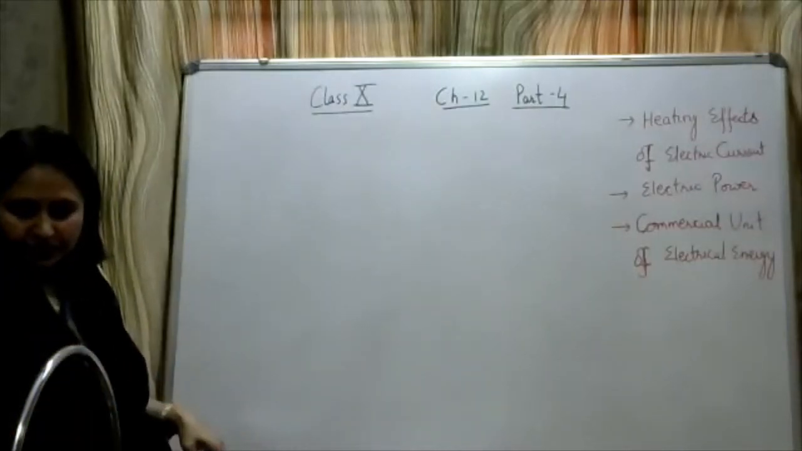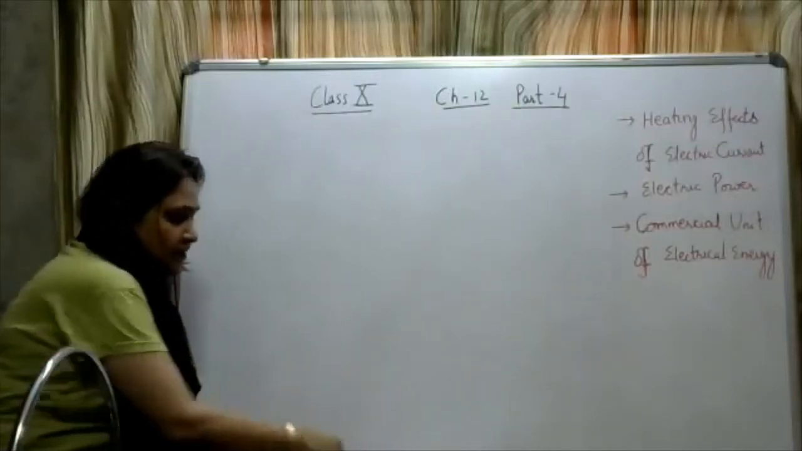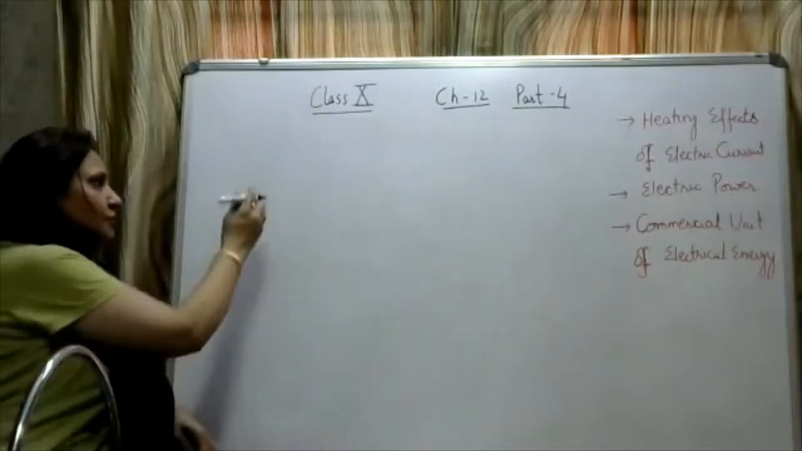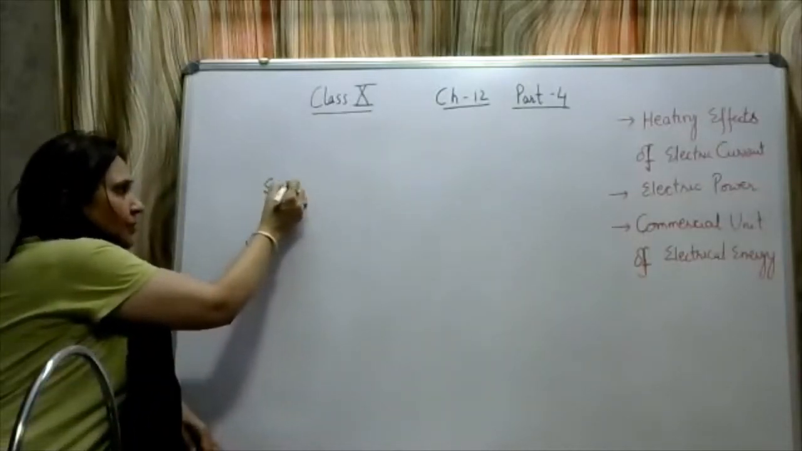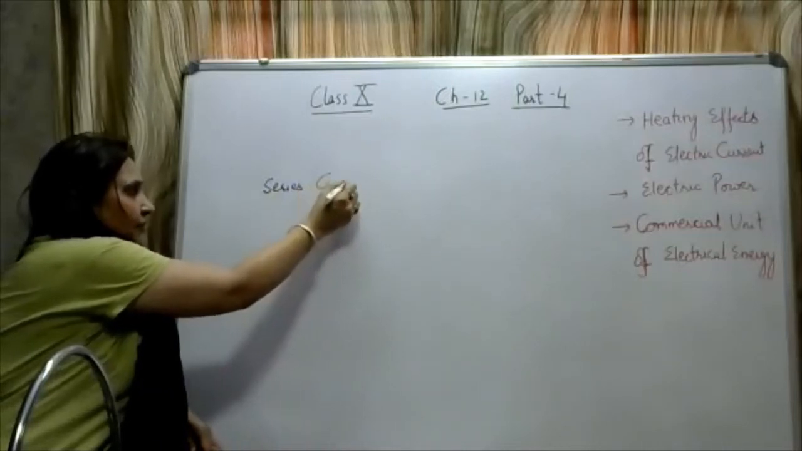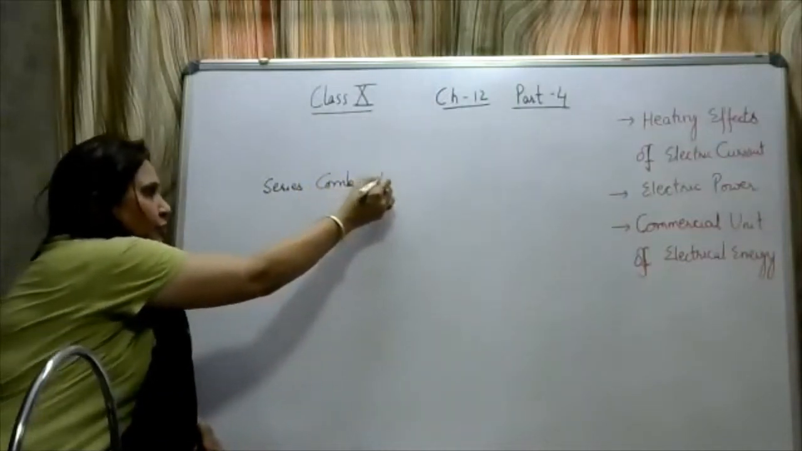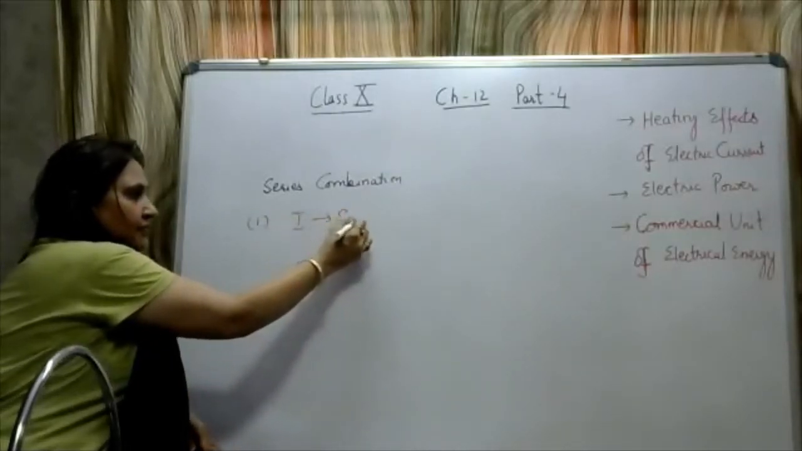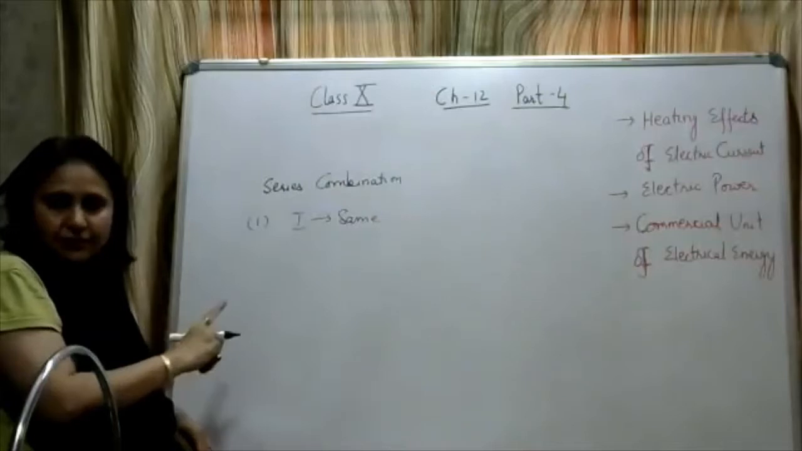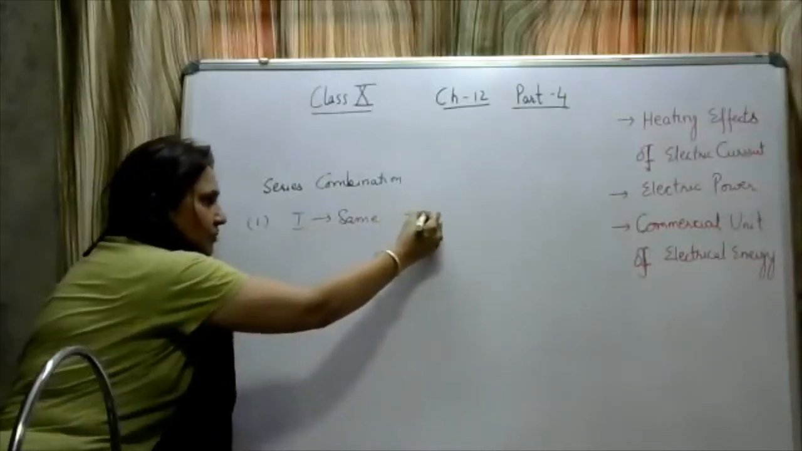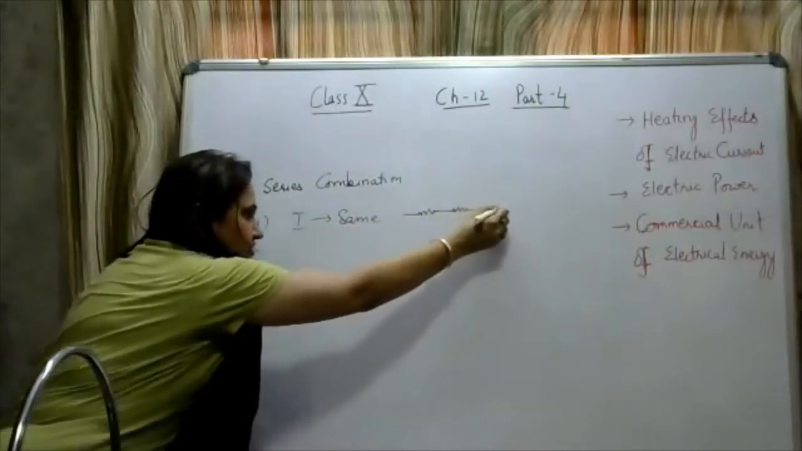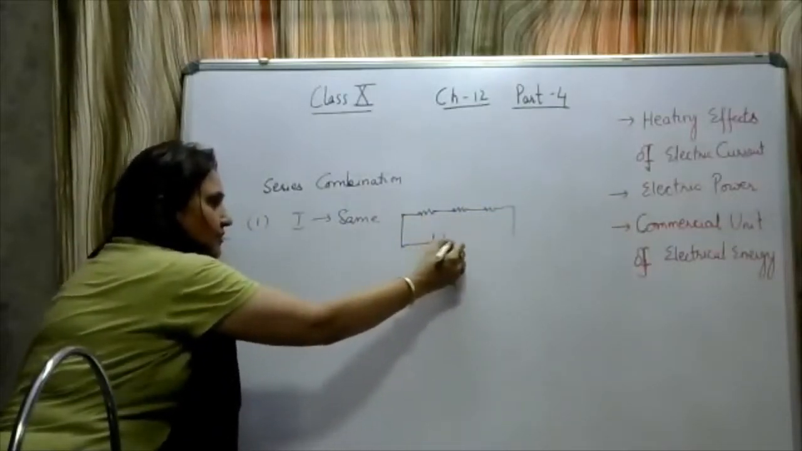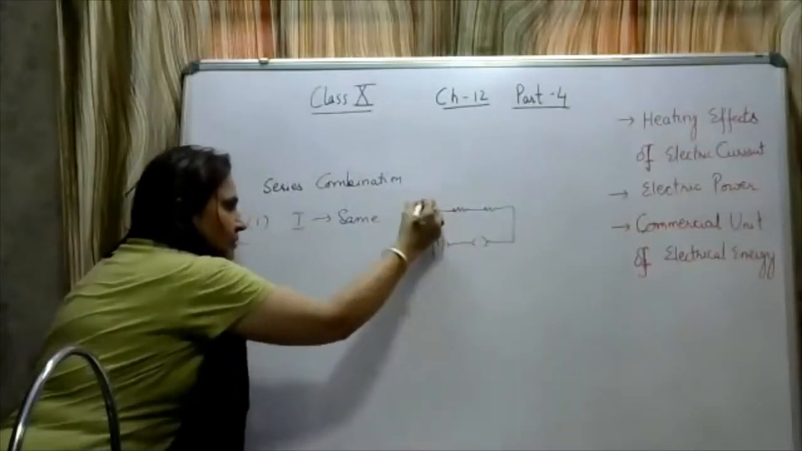In the previous part, we have studied the series and parallel combination of the resistances. So in series combination, 3 points to remember. The first one, the current flowing through each resistor is the same, which we have discussed with an activity also. Series combination means a number of resistors are connected one after the other. Such a combination, we call it as the series combination.